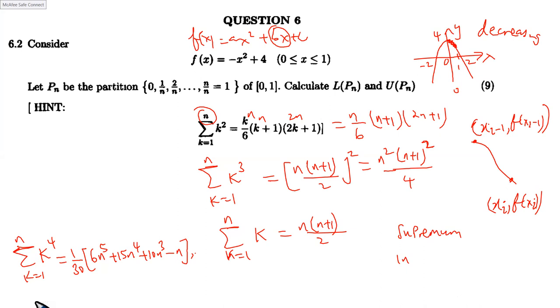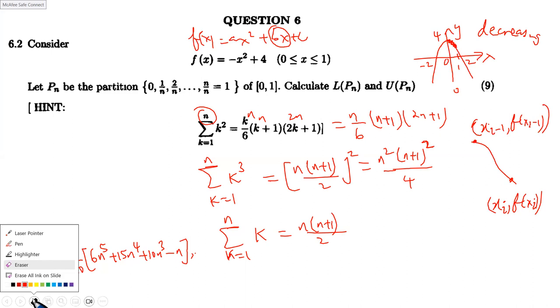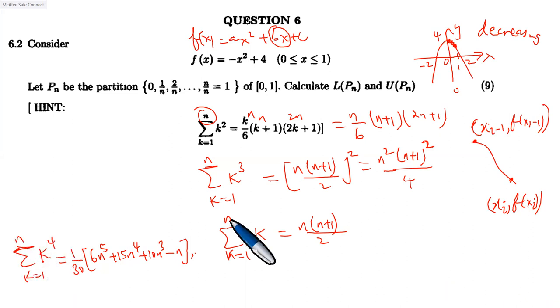Why am I even mentioning supremum and infimum? Because there's the big M and small m, the notation we use. The big M is the supremum and the small m is the infimum. So you have the capital M, and then you have small m.